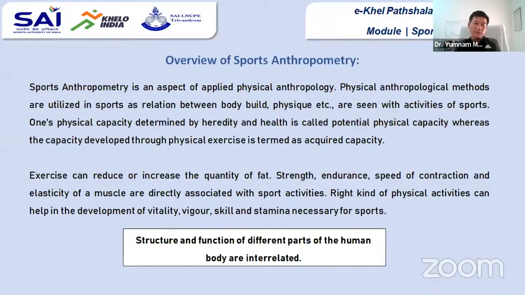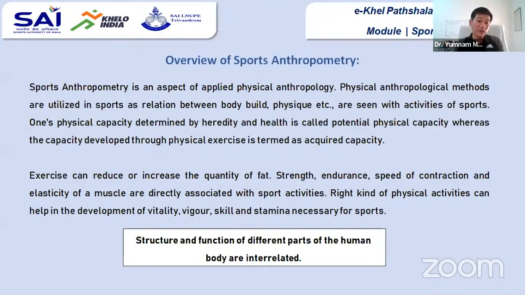One's physical capacity determined by heredity and health is called potential physical capacity. As we all know, physical capacity is gained from heredity and health condition. Whereas the capacity that develops through physical exercise is termed acquired capacity. We can improve these things through exercise. We can improve or enhance our capability or capacity.